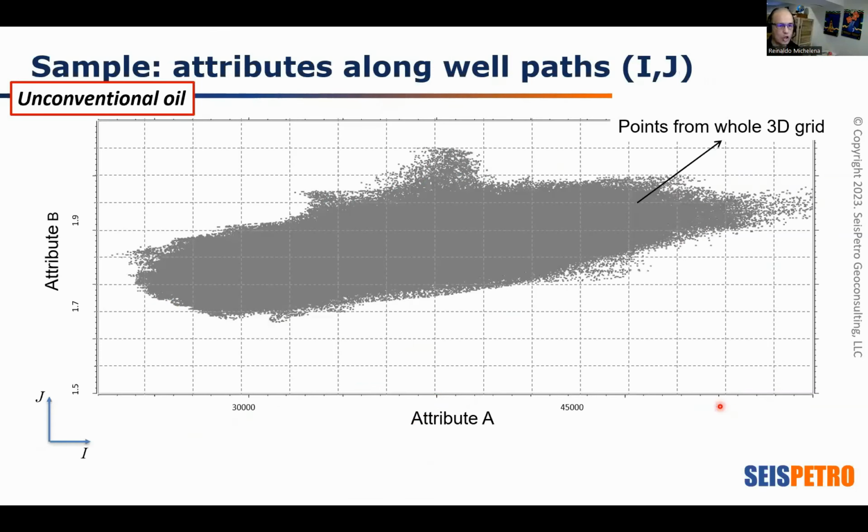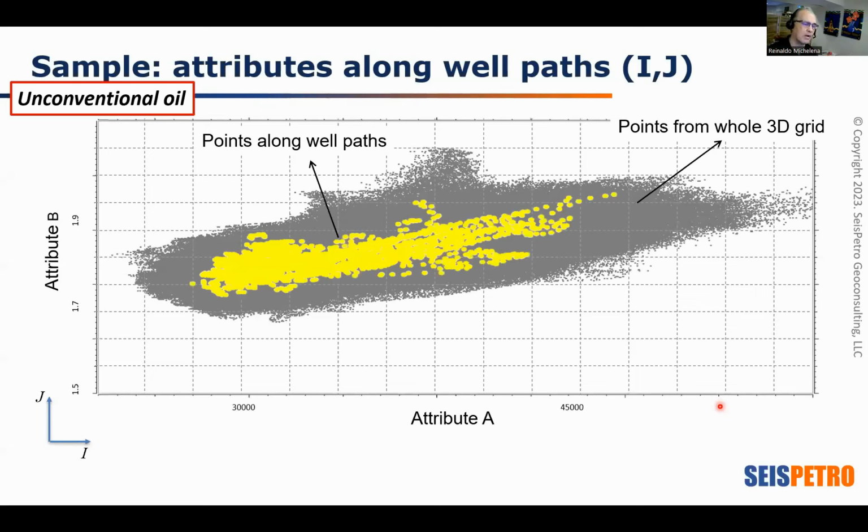And then when we go back to our domain, our cross plot domain, we see where our sample falls. These are the points now that we extracted along the well path. Okay, so these are now the individuals that are going to participate in the poll. And I'm going to draw a region here around the points that we extracted from the well path, just to keep that as a reference for future, to show other results in a couple of slides.